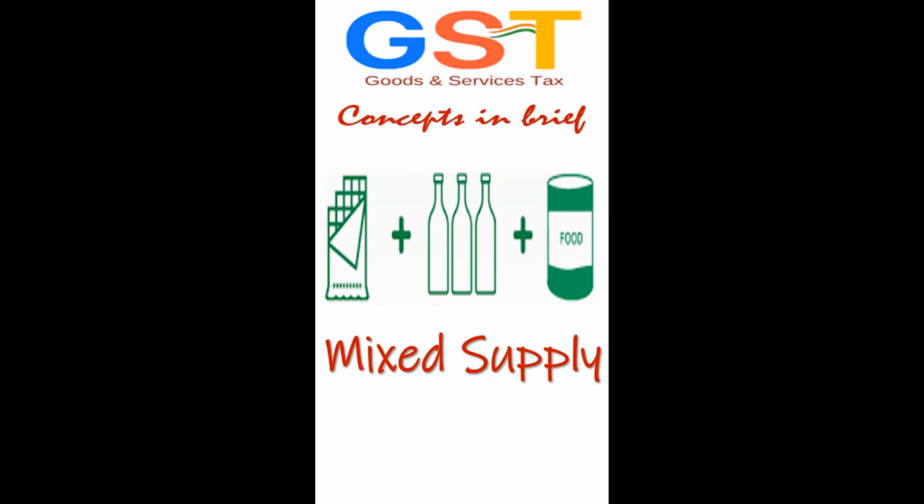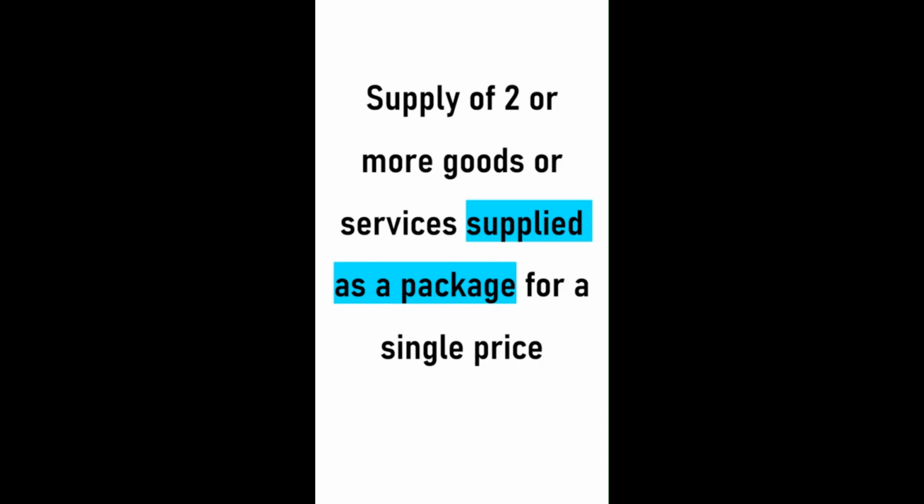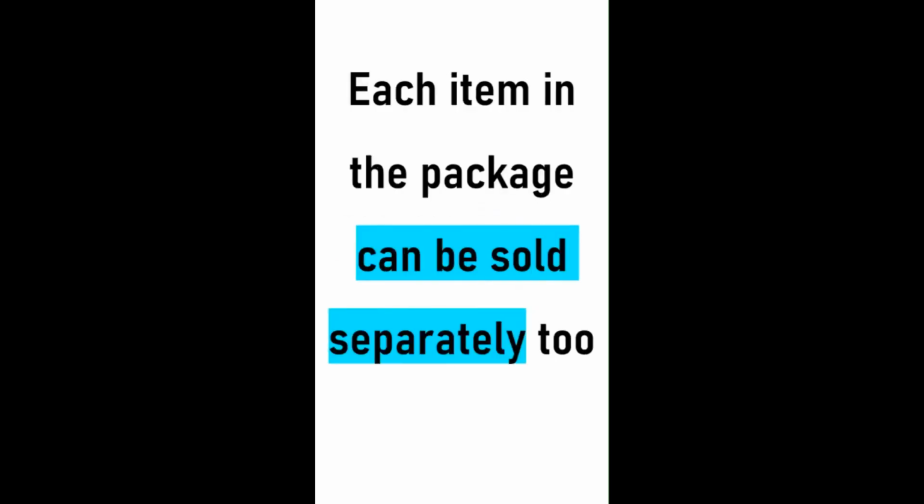GST concepts simplified for you. What's a mixed supply? A mixed supply is when two or more individual supplies of goods or services are made together with each other by a taxable person for a single price. Each of these items can be supplied separately and is not dependent on any other.